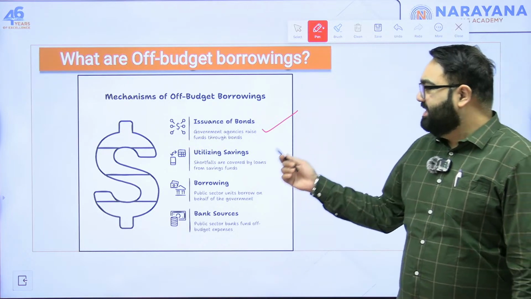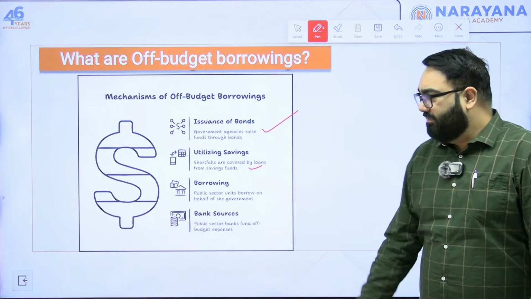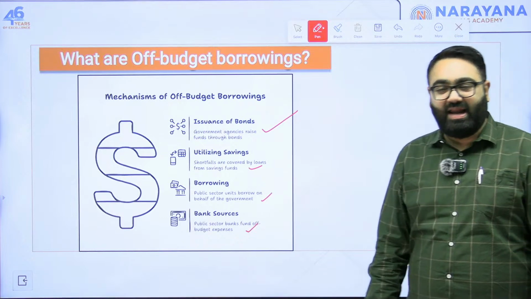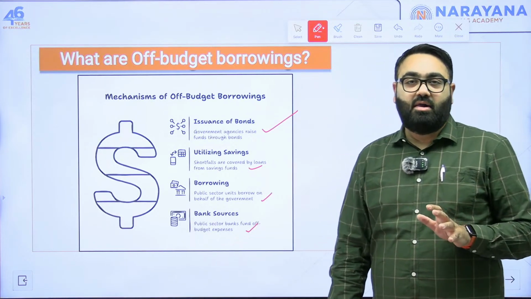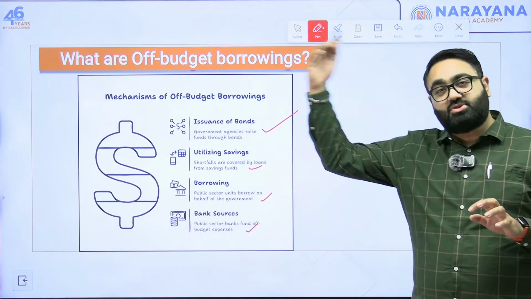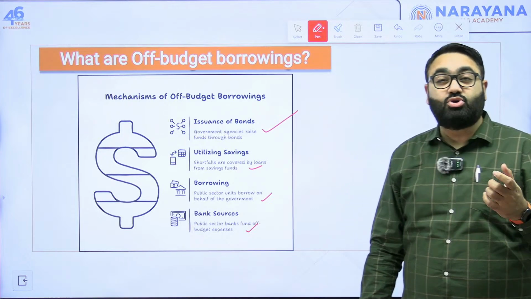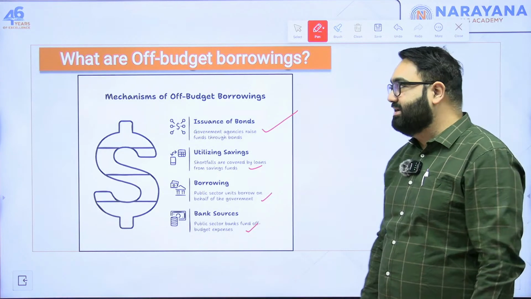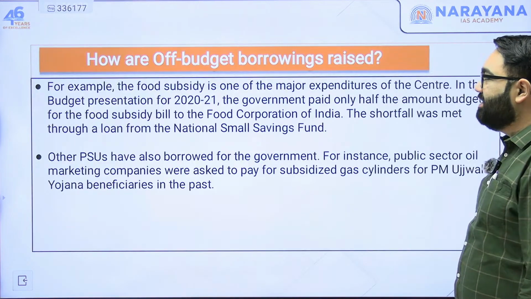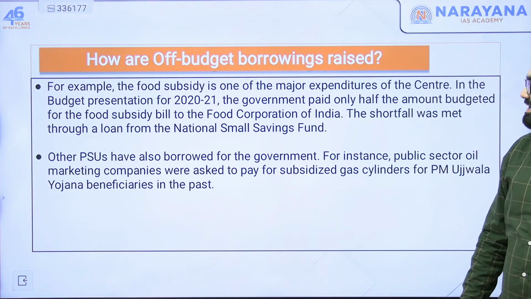Government agencies also utilize whatever savings they have. They may also borrow. They may also ask for money from the banks. Again, the government is not doing this. The government is asking its entities, its organizations, to do this on its behalf, so that it doesn't have to be shown in the government's borrowing. That is the entire idea of off-budget borrowing here, which works in the government's favor. There are other examples of how this money is raised.